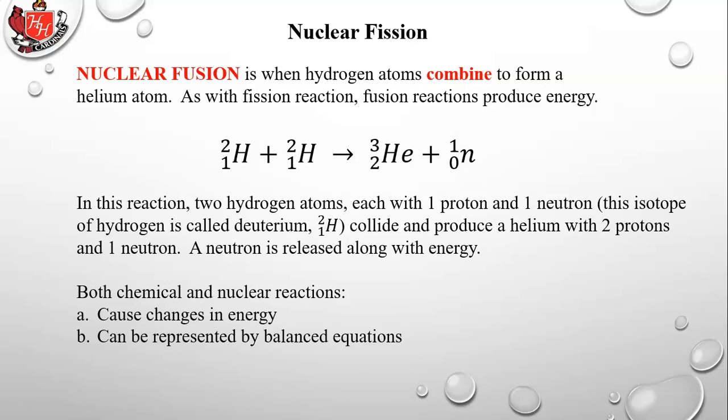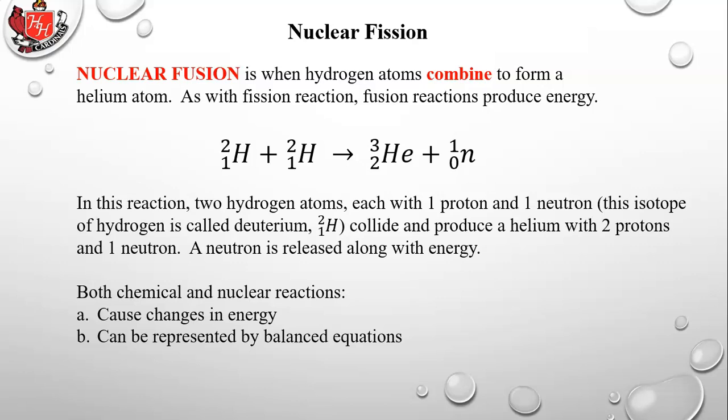So in this reaction, 2 hydrogen atoms, each with 1 proton and 1 neutron. Now that's unusual. Typically we talk about hydrogen as having a proton in the nucleus and an electron flying around on the outside. But this one actually has a proton and a neutron in the nucleus. That's a fairly rare isotope. So this isotope of hydrogen is called deuterium. So it's H2. And they collide to produce a helium with 2 protons and 1 neutron. And then a neutron is released along with some energy.